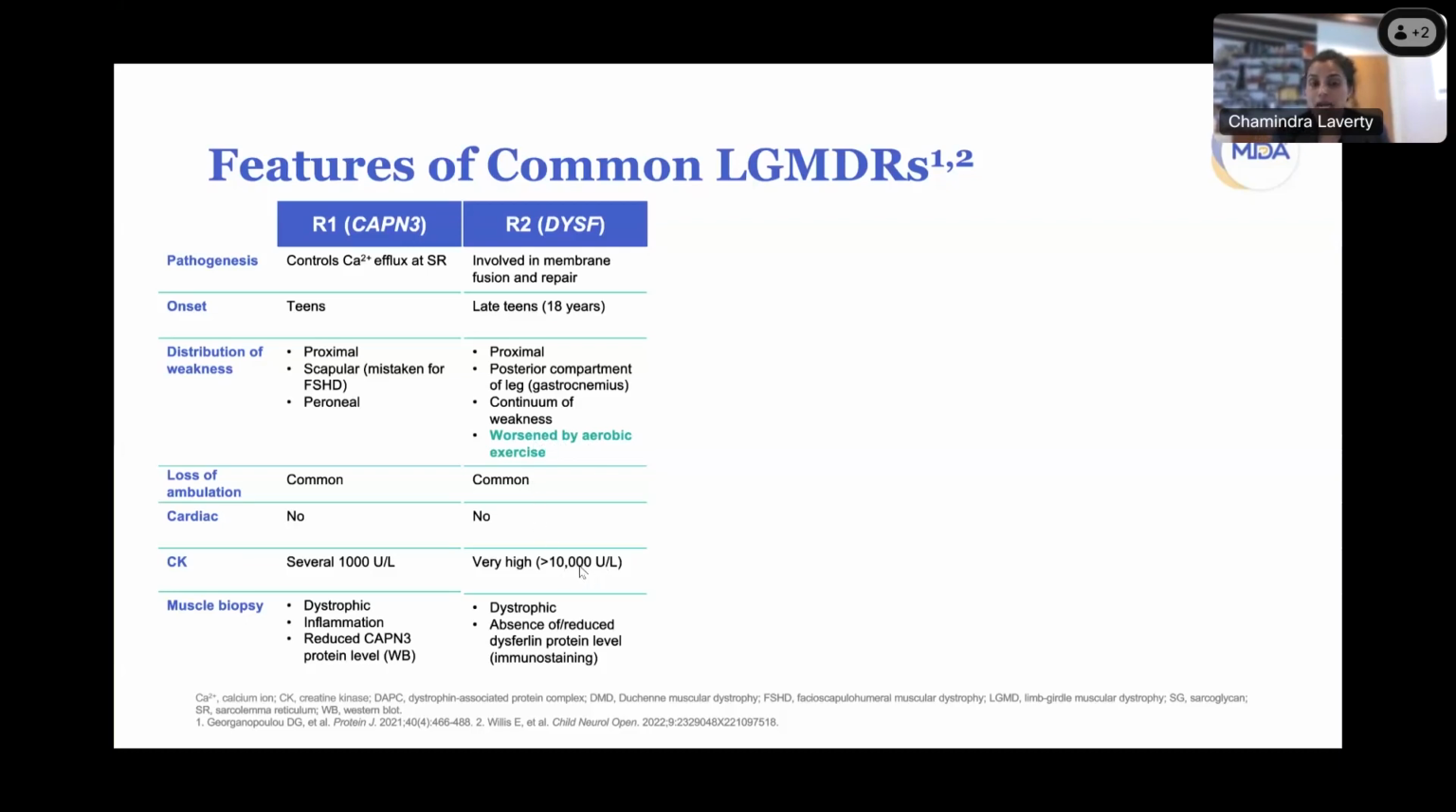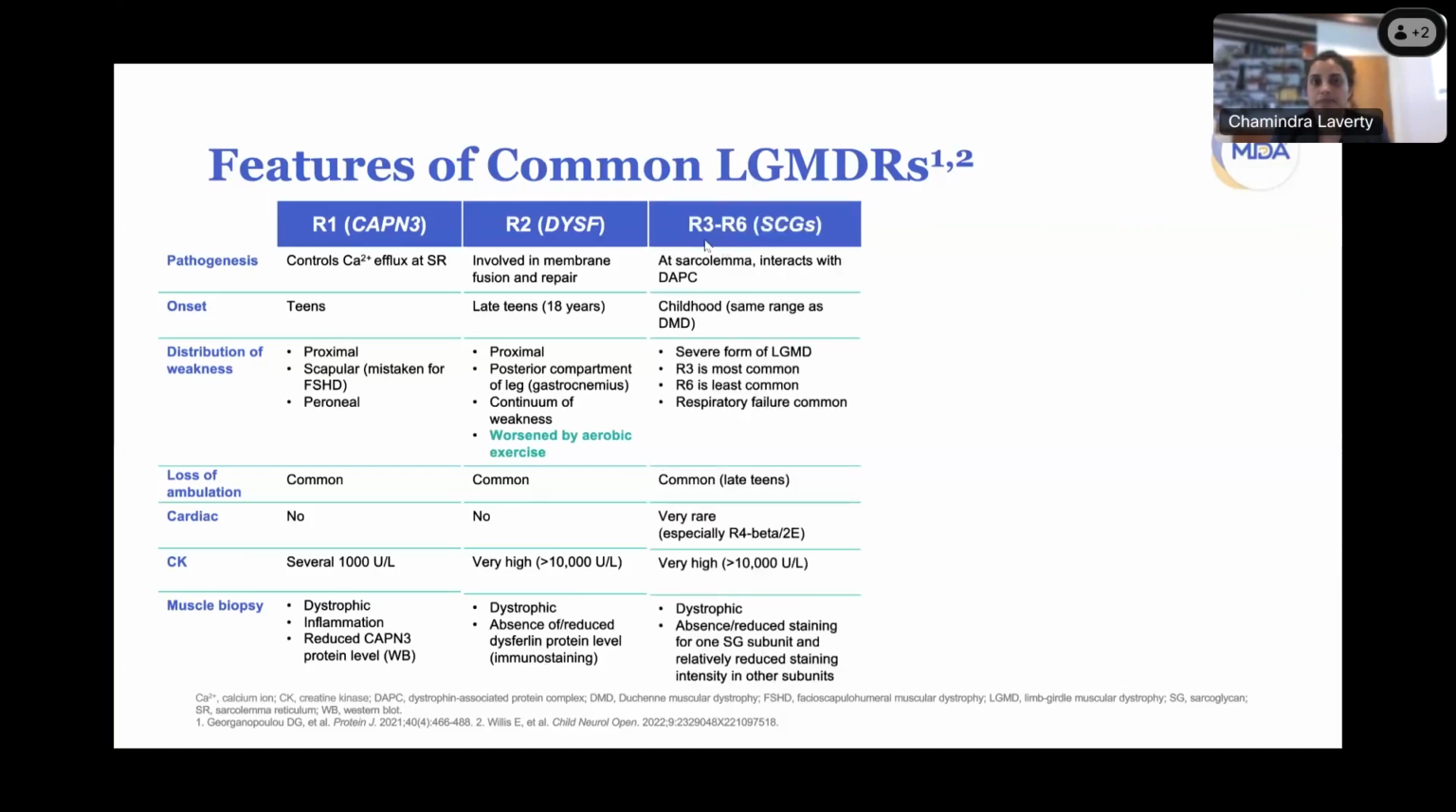This typically has a really high CK, often above 10,000. And you can see decreased dystrophin, dysferlin protein level and immunostaining on muscle biopsy. R3 through R6 are the sarcoglycanopathies, and this often has onset in childhood, and respiratory failure is common, especially after they land in a wheelchair. This also has very high CKs. This is very dystrophic, and yes, you can do the special immunofluorescence staining to show profound decrease in staining of that specific subunit, although the other subunits can be affected.